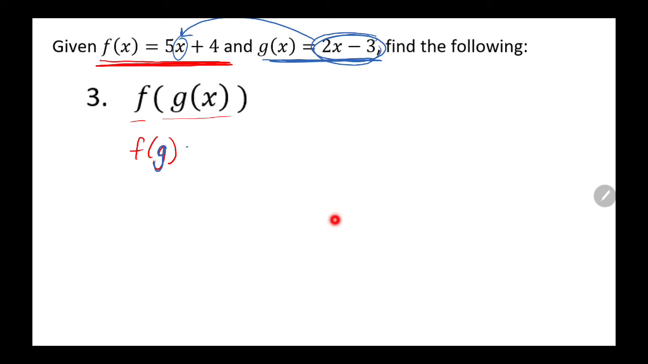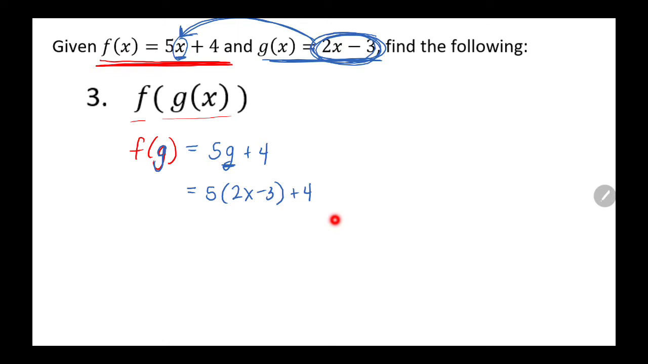So f of g is going to be 5, now instead of x, I can literally write g, plus 4. And then in my next step, I'm going to replace g with what I know it is, which is 5 times (2x minus 3) plus 4. So now I've effectively plugged in g, which is this function, inside of f in place of x there.